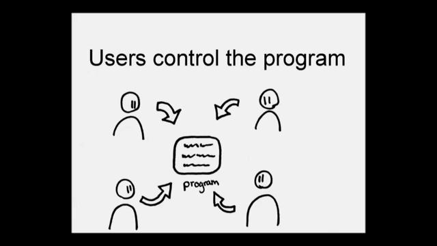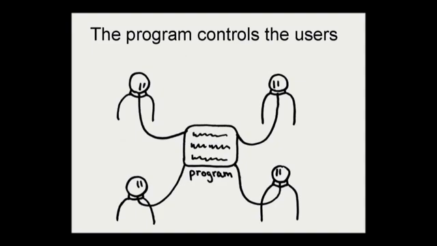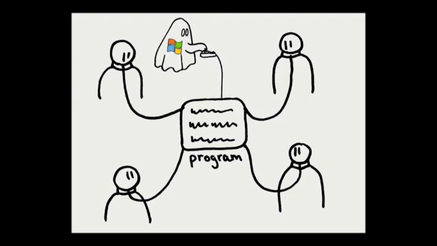The users control the program. But if any of those freedoms is missing, then the users don't control the program. Instead, the program controls the users, and the developer controls the program. So that means this program is an instrument of unjust power for its developer over the users. That means the users don't have freedom. That's non-free proprietary software, which we got to get rid of.